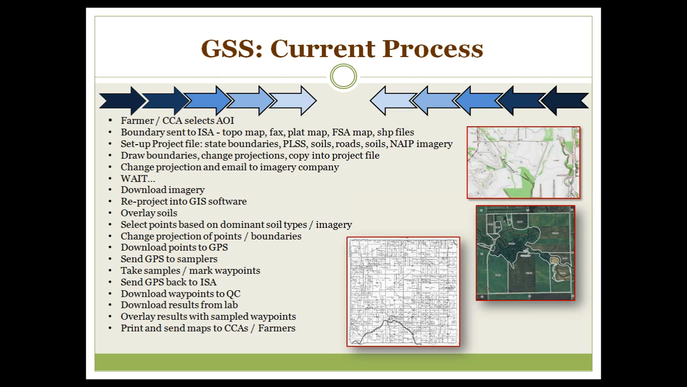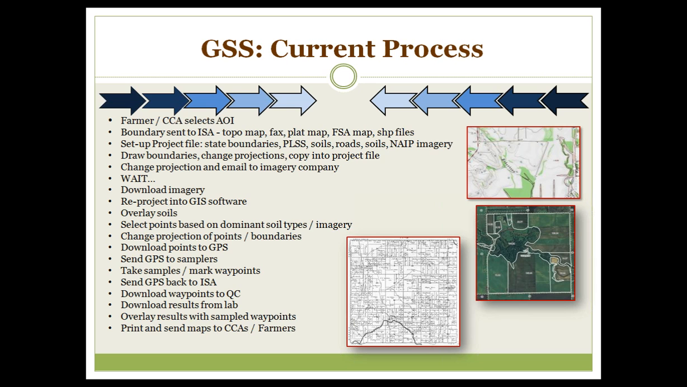We change projections of the points and boundaries again so that they are reachable by the GPS unit. We download those waypoints to the GPS unit, send those GPS units to the samplers. They take the samples and mark waypoints. They then send them back to us, the individual GPS units. We download those waypoints so that we can QC them. We download the results from the lab. We put those back into the GIS software. We overlay the results with sampled waypoints. And finally, we're able to print and send the maps to CCAs and farmers.